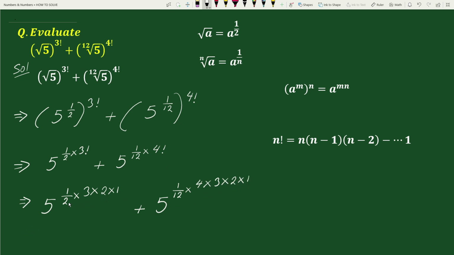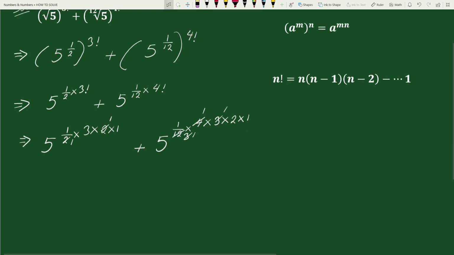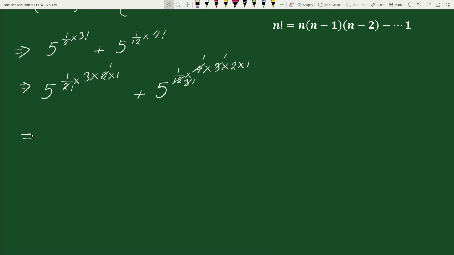Here and here 2 will be reduced by 2 one time, here also one time. Here 4 and 12 will be reduced by 4: 4 will be reduced 1 time and 12 will be reduced 3 times. Again here and here 3 will be reduced by 3 one time, here also one time. This equals 5 to the power 3 plus 5 to the power 2.